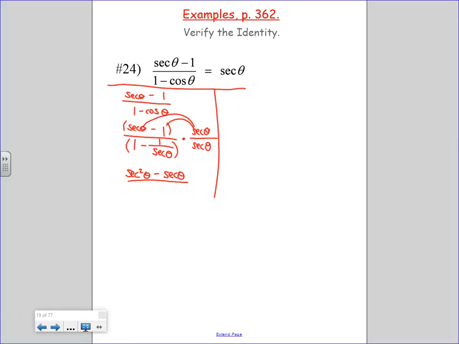What do we do in the denominator? Same thing. Focus just on the denominator. You have one expression, one binomial, times one monomial, just bring them in. Secant times 1.